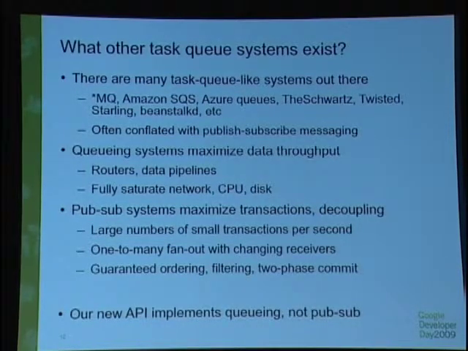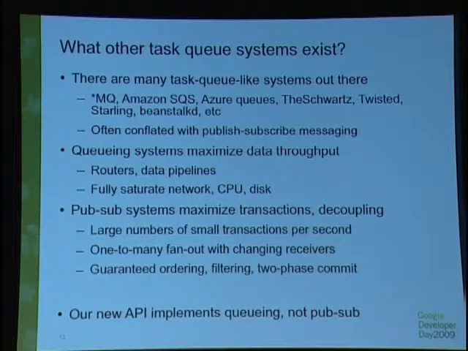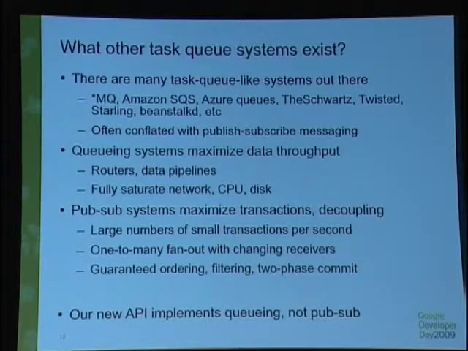And the reason is that queuing systems are designed to maximize the throughput of data. That's what they're for. Great examples of queuing systems are routers. They're just moving data around, handling queues of in and out. Data pipelines, just generally, any kind of data pipeline that companies have for financial data or mapping data, or like Google with the search data, it's all data pipelines. And the point of data pipelines and queuing systems is to fully saturate the network, disk, or CPU throughput of a machine.